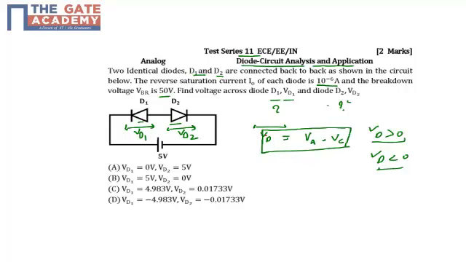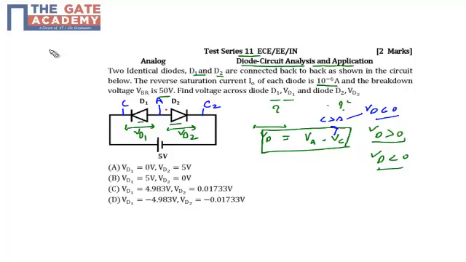So for diode D1, this is the anode terminal for D1 and also for D2. This is the cathode terminal of D1, and this is the cathode terminal of D2. For D1, the cathode is connected to plus 5 volt. So in the case of D1, the cathode is greater than the anode, so VD will be negative, less than 0. It means that diode D1 is reverse biased.